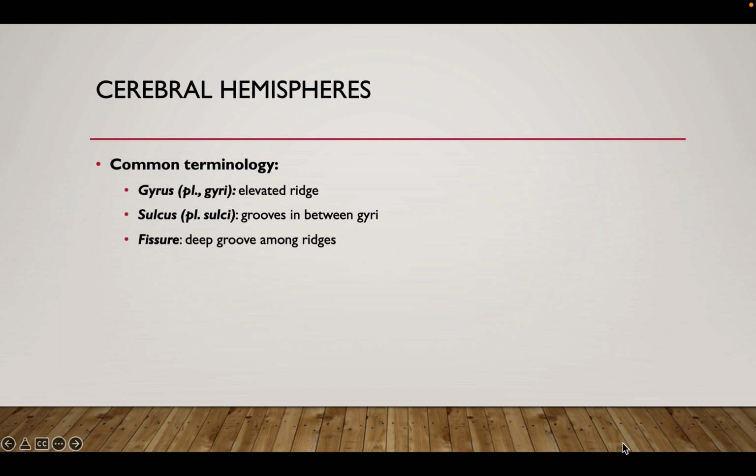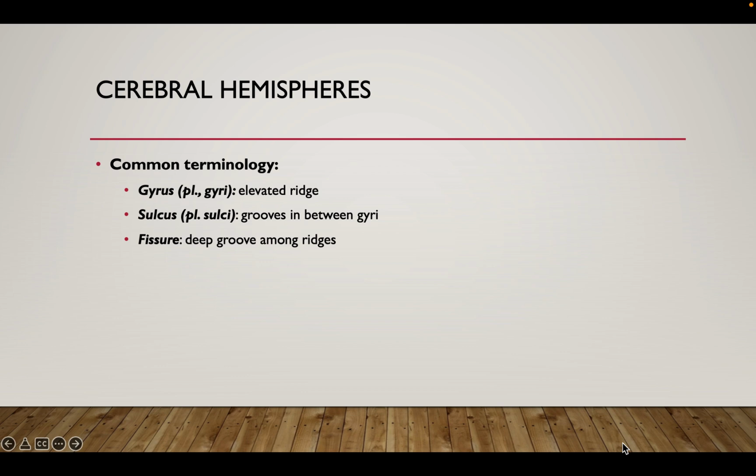We'll talk about some features that you'll be able to see on a brain, whether it's a model, or a sheep brain during a dissection or something like that. You'll be able to see these different things. So to start off, we have the terms gyrus, sulcus, and fissure. You're likely familiar with just the general surface of a brain. It has all these little ridges and wrinkles.